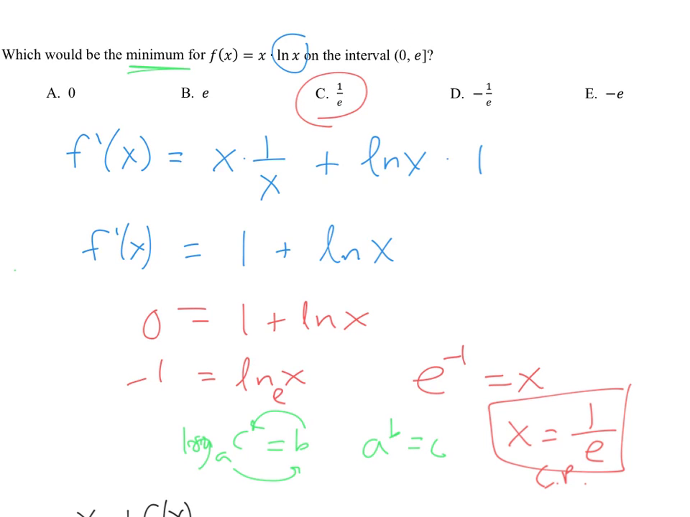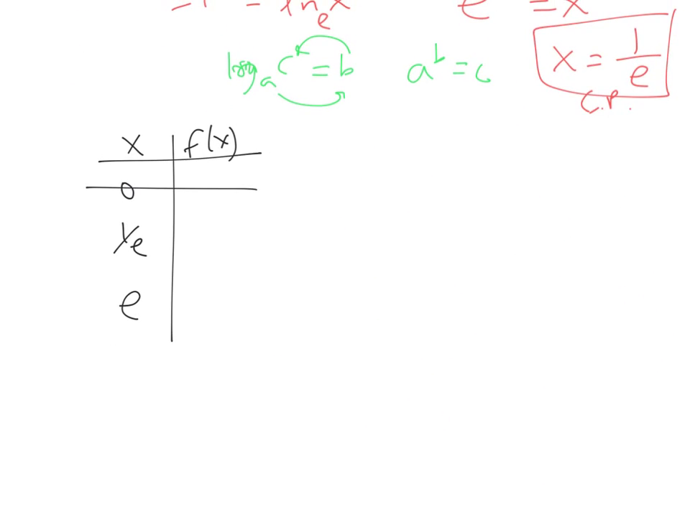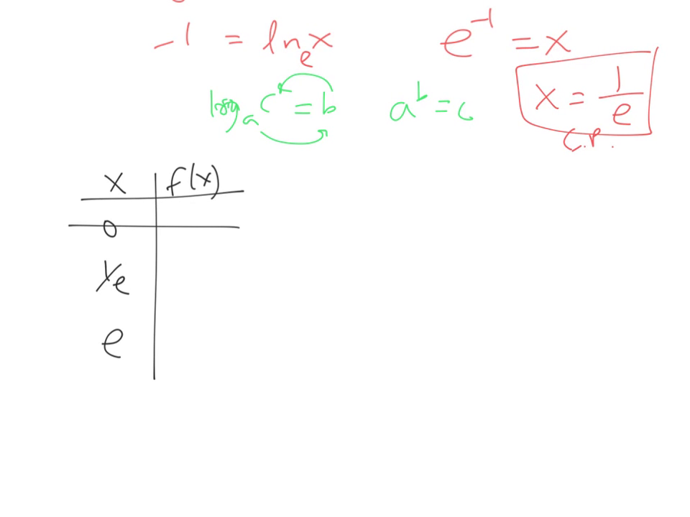That means that 0 can't actually be a value. Natural log of 0 doesn't exist, and that's why we can never reach 0. E is a potential minimum point. So my minimum is either going to occur at the critical point or it's going to occur at the endpoint of E. So all I've got to do is test those two values.